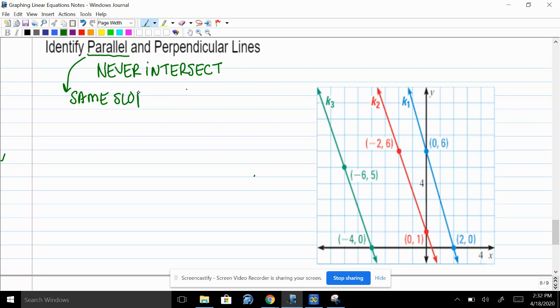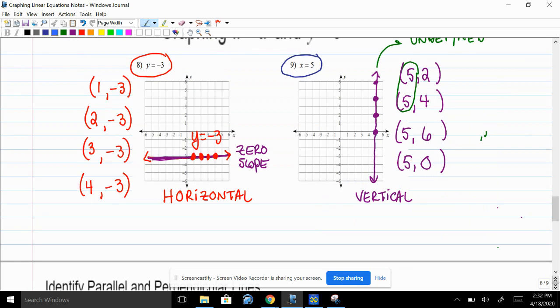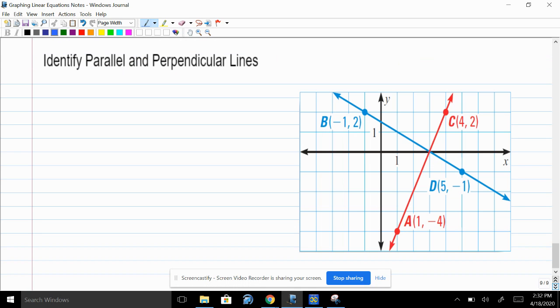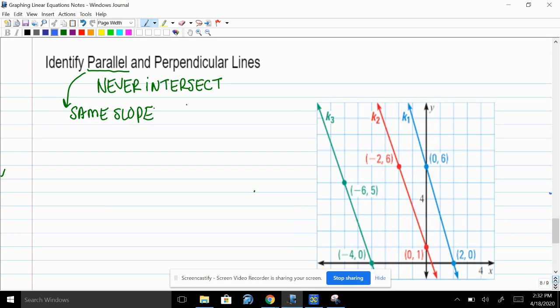So if I take a look at line K1, which is my blue line, and I go from this point down to this point, that would be down 1, 2, 3, 4, 5, 6, over 1, 2. So your rise over your run for your blue line is -6 over +2, which is -3.